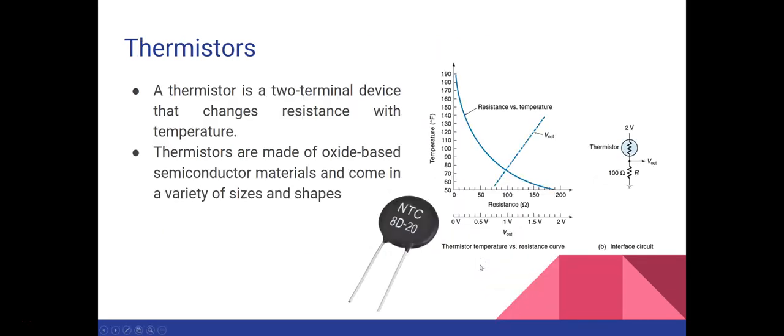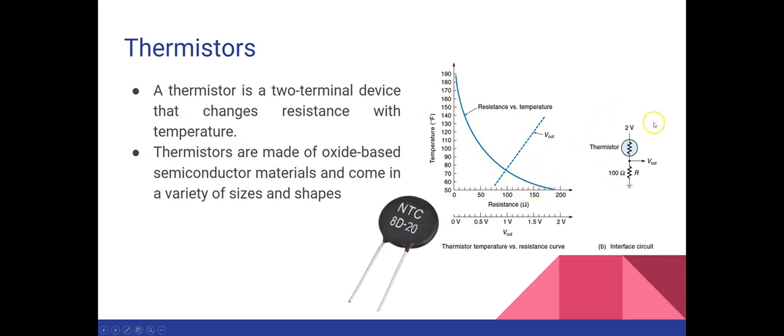Now next we have the thermistor, and a thermistor is a two-terminal device that changes resistance with temperature. Thermistors are made of oxide-based semiconductor materials, and they come in a variety of shapes and sizes. So here you see one of the thermistors shown in this picture. And these thermistors are non-linear, and you can see that through this graph shown between the resistance and the temperature. You can see this is how the graph looks for resistance versus temperature, and you see this is a non-linear graph. Therefore we can say that they are not usually used to get accurate temperature readings.